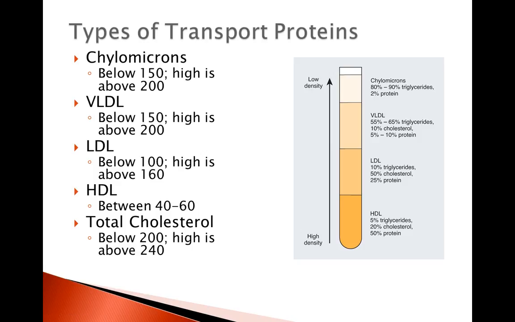Levels of the bad transport proteins, particularly the VLDLs and the LDLs, can be decreased with exercise. Likewise, the HDLs can be increased with regular exercise. And there is the statement in the book about moderate alcohol consumption seeming to be linked to higher HDLs.